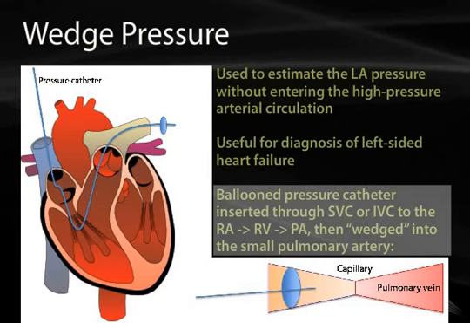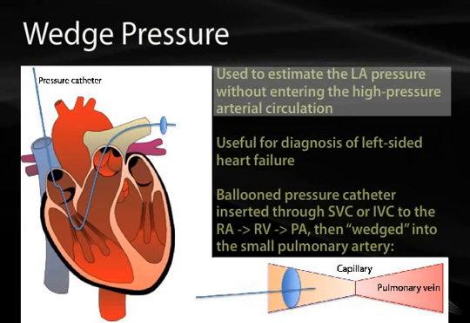The tip of the catheter has a pressure sensor. When the catheter is wedged, the sensor on the tip actually measures pulmonary venous pressure, and pulmonary venous pressure is approximately equal to left atrial pressure. Therefore, we're able to measure left atrial pressure without actually entering the arterial system. And as you can imagine, the arterial system is more dangerous to enter because it's a higher pressure system. If a patient has a very high wedge pressure, we may think that they could be in left ventricular failure because blood is starting to collect in the left atrium when the left ventricle weakens.